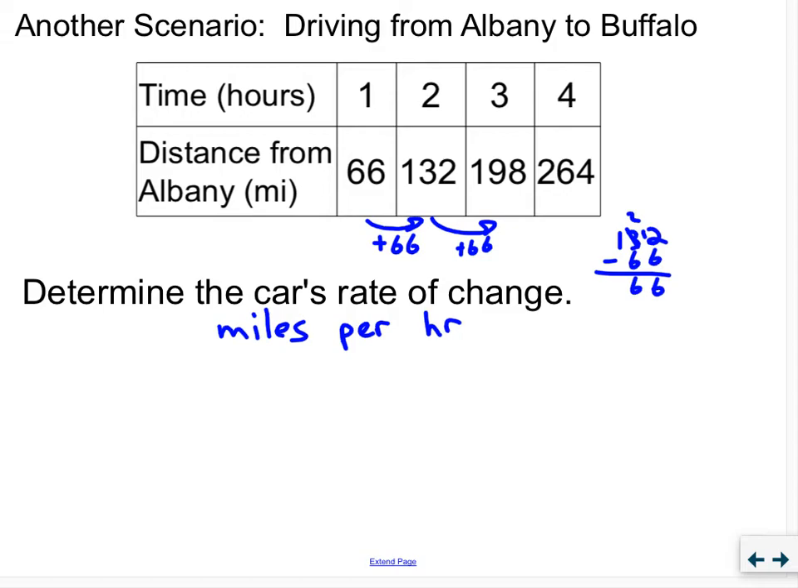So notice every time our hours increase by 1, our miles change by 66. So our rate is 66 miles per hour. It sounds like that's how fast the car is going. And as a matter of fact, speed is one of the most commonly used rates that we'll deal with.